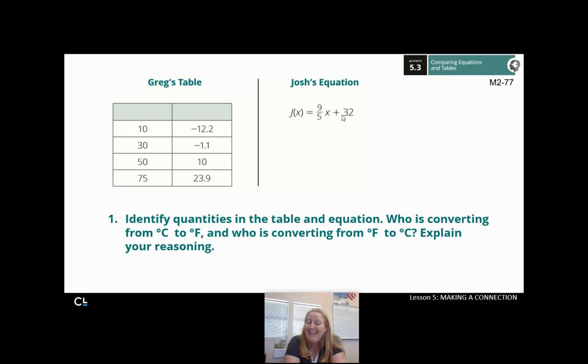Explain your reasoning. So I'm going to give you a few moments to think about that. Again, remembering that 0 degrees Celsius is 32 degrees Fahrenheit. That might help you out a little bit. So start with that and make sure you explain how you know who's converting from what to what, because that's super helpful to know. Go ahead and hit pause. Write your labels on the table, write your labels on your equation, and then see if you can figure out who's going from where to where. Hit pause to work it out. Hit play when you're ready to check your work.